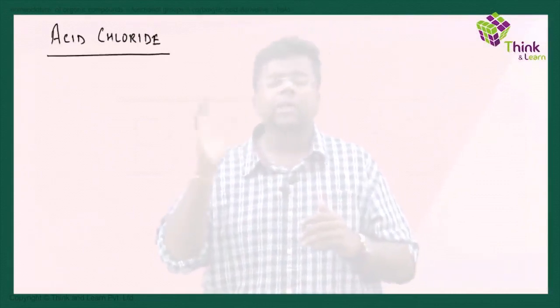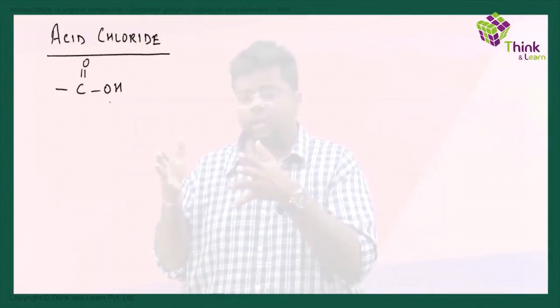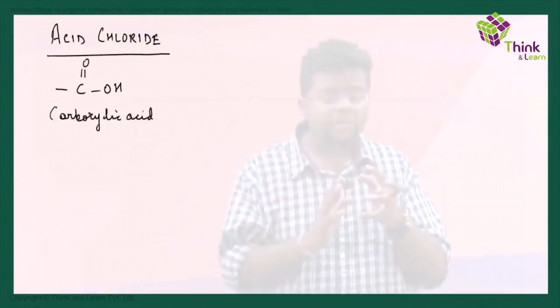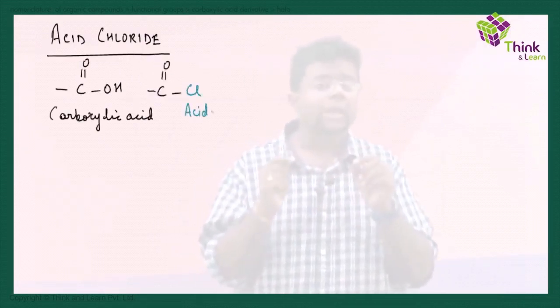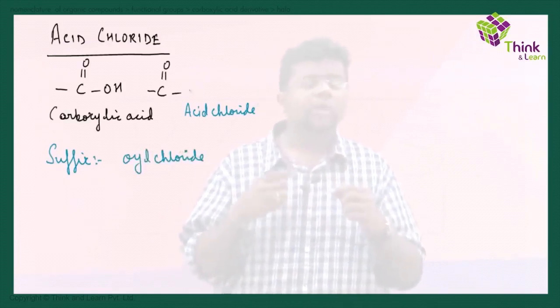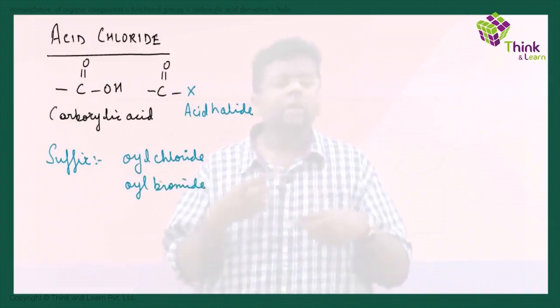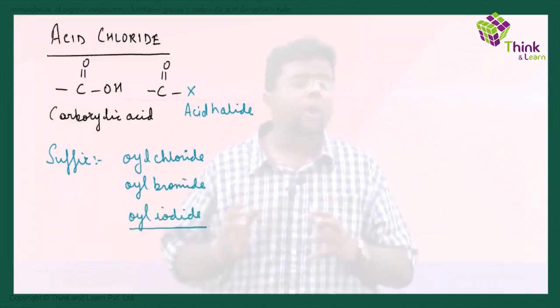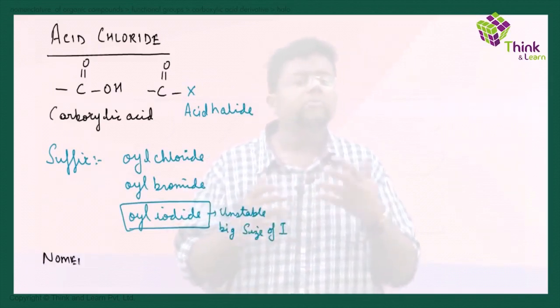If we take a derivative of the carboxylic acid, it is acid chloride or acid halide. Now, how is it formed? I have the carboxylic acid, right? Now, if I replace the OH with a halogen group, then this would be called an acid chloride. So the suffix over here will be oyl chloride. But if I replace it with, say, bromine, it would become oyl bromide. And I can also have oyl fluoride and oyl iodide. But the oyl iodide is very unstable because iodine is very big in size.